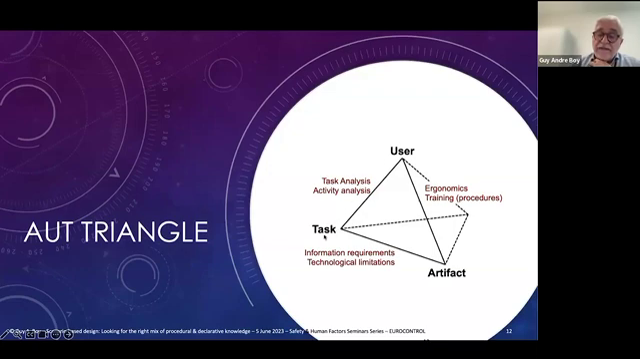And then doing that, you figure out what we call the information requirements for the artifact. What do you need to develop here in order to execute the task faster, better, more accurately, more whatever, the metrics you're going to use. But the problem is here you have something else, that whenever you develop an artifact, then you have technological limitations. You cannot do everything you want.